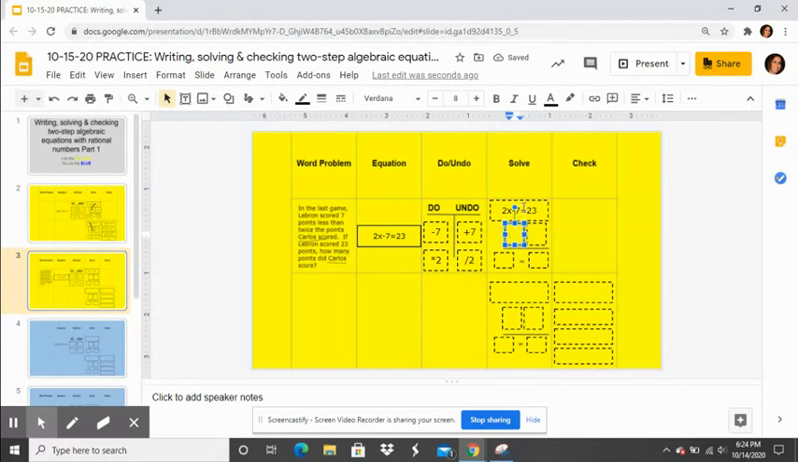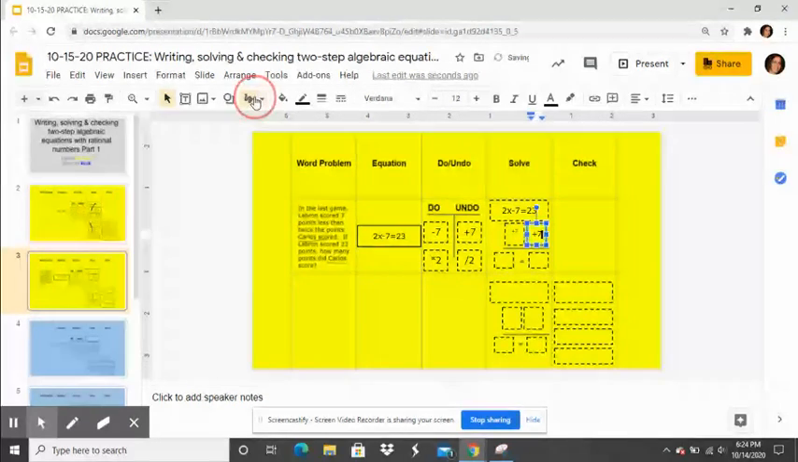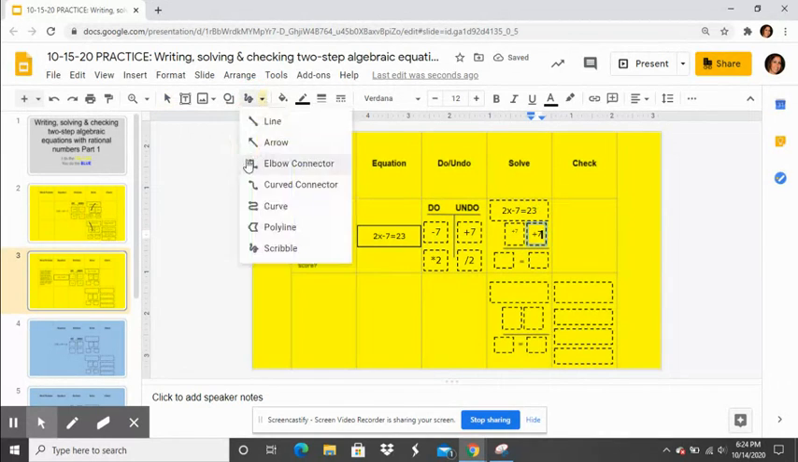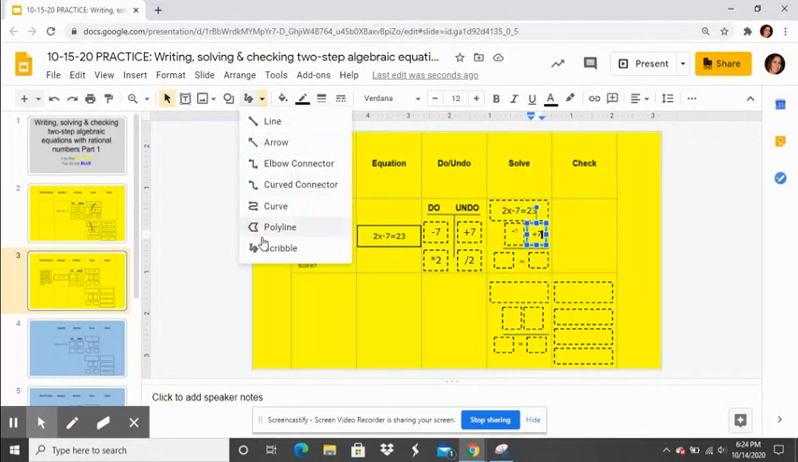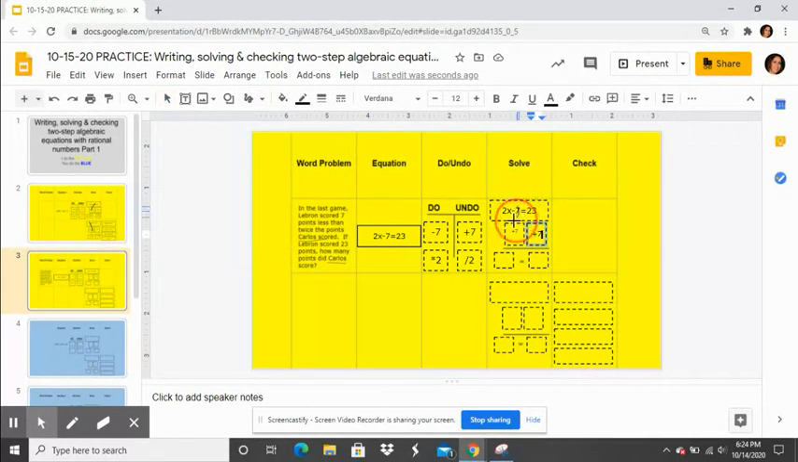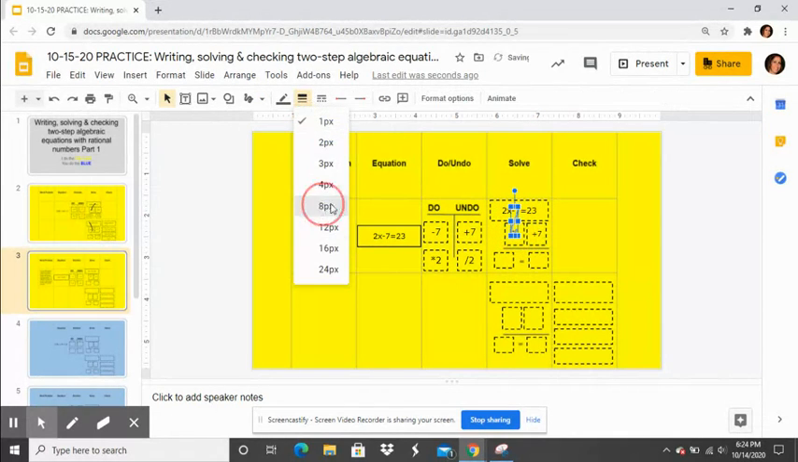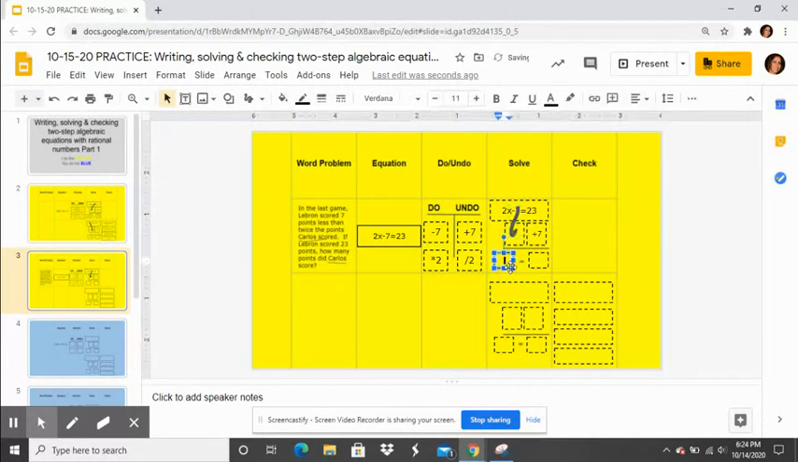Undo the first undo, which is adding 7 to both sides. So I'm going to add 7 here also. On the left, my 7s cancel each other out. Okay, so they cancel each other out. So now on the left side, I am left with just the 2x.